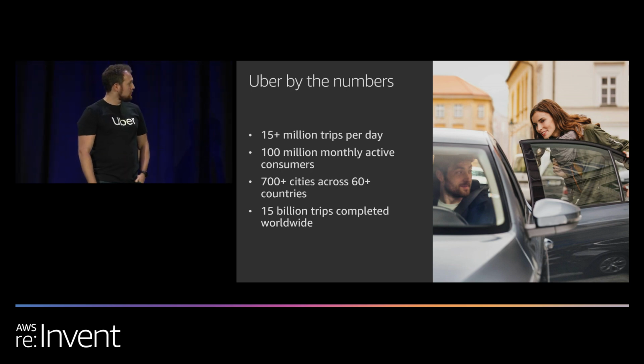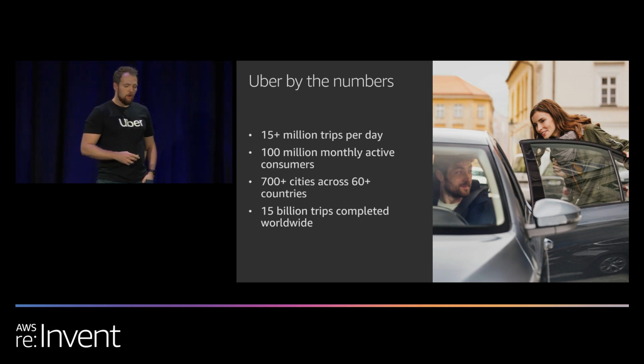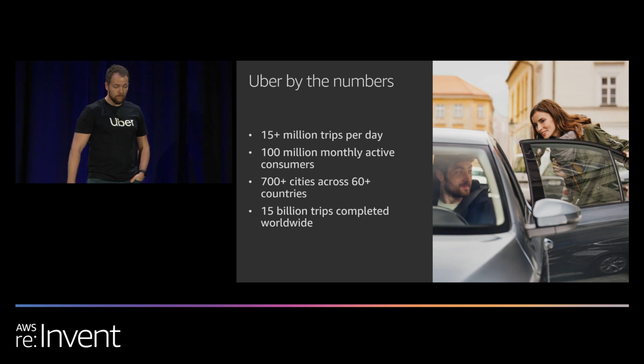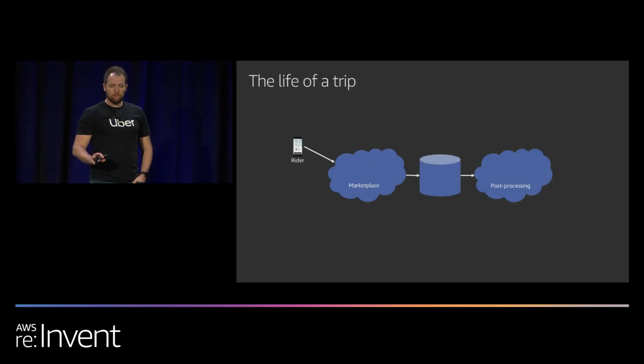So we have more than 15 million trips per day across 16 countries. What this means is that every second, thousands of trips are happening. So our system has to handle quite a bit of volume to track how transactions are actually happening in the system. So just to give you a very quick overview of how a trip works.